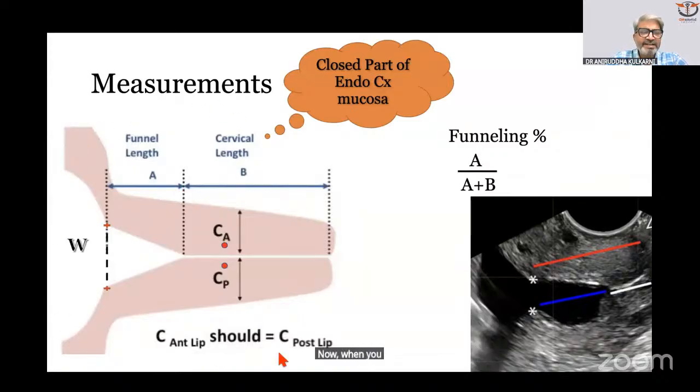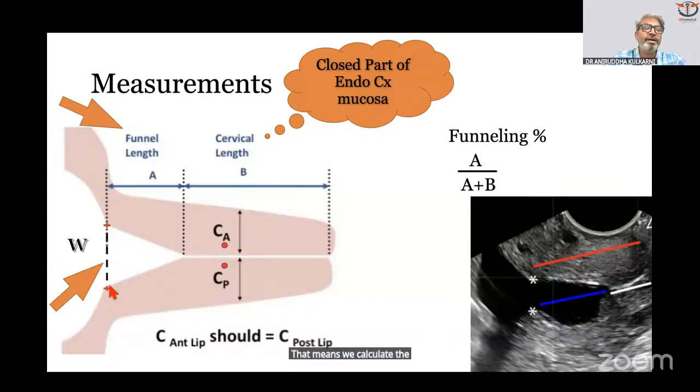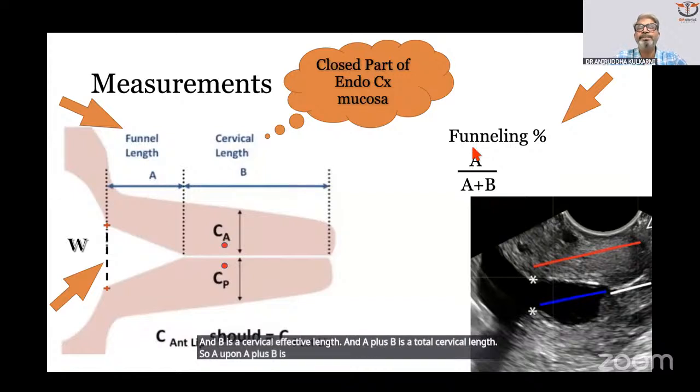Now, when you assess the cervix, the first thing you assess is the funneling length when the internal os is open. That means we calculate the width at the level of the internal os. The next one is the funneling percentage. So we have funneling length, effective cervical length, total cervical length, that is A plus B, and the width. Then we calculate the funneling percentage, where A is the funneling length, B is the effective cervical length, and A plus B is the total cervical length. So A upon A plus B is the funneling percentage.